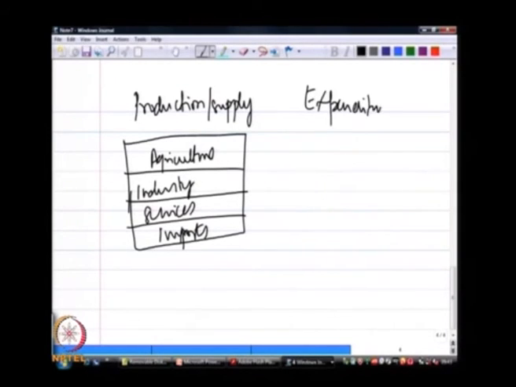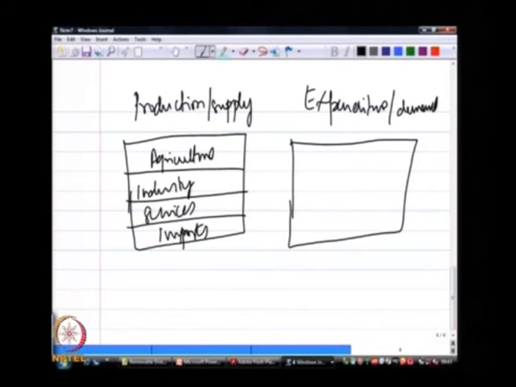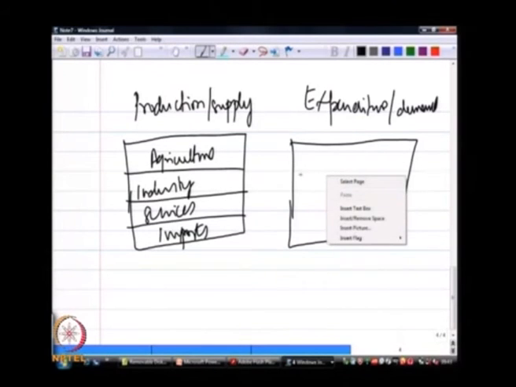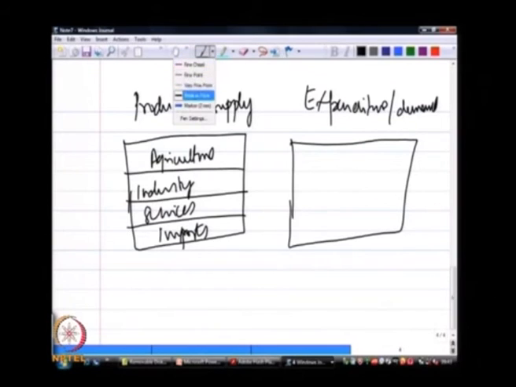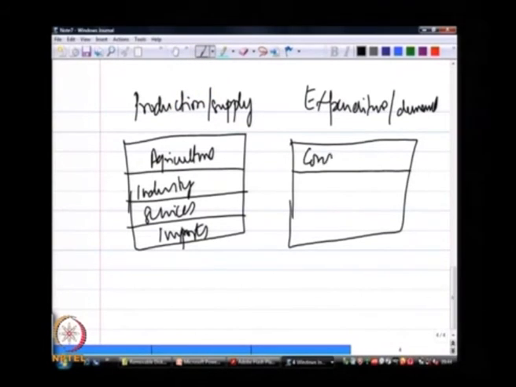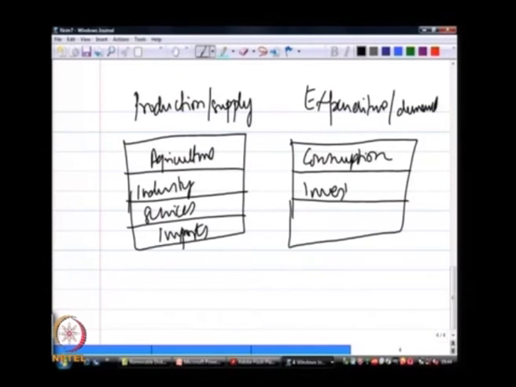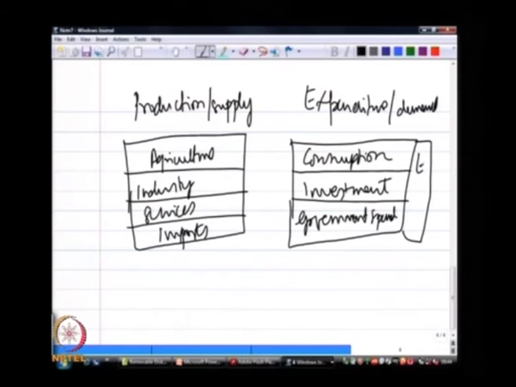And expenditure or demand. An expenditure represents the demand for goods or services, and they can be classified as expenditures for consumption, expenditures for investment, government spending, or exports. Exports represents expenditures by foreigners when they buy our products and services.